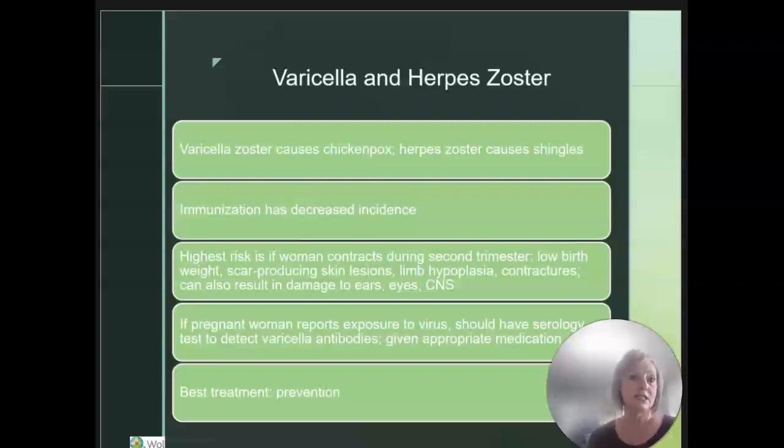Immunizations have decreased the incidence of this because now most people will get the varicella vaccine. It's required in kindergarten. But the highest risk is for those moms getting it during that second trimester.